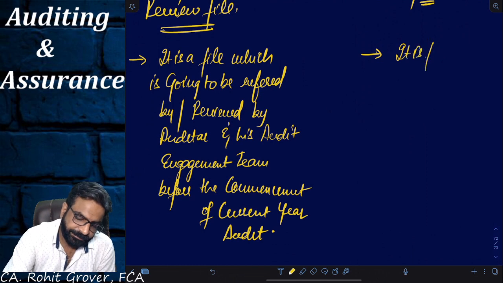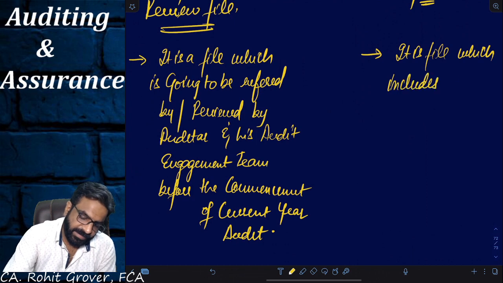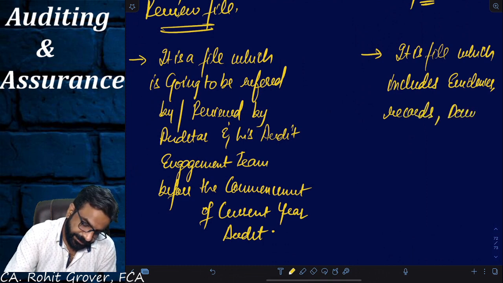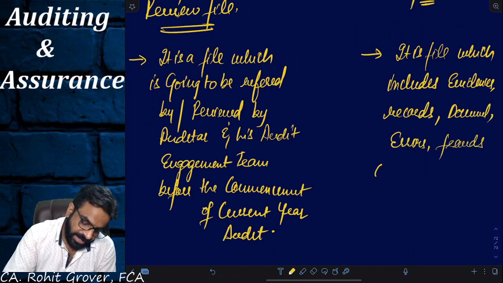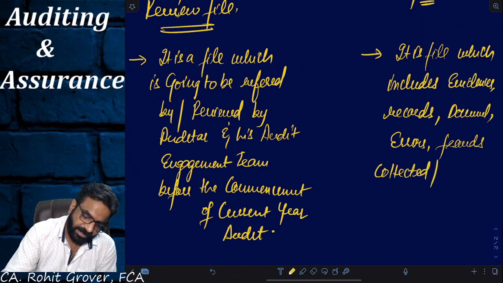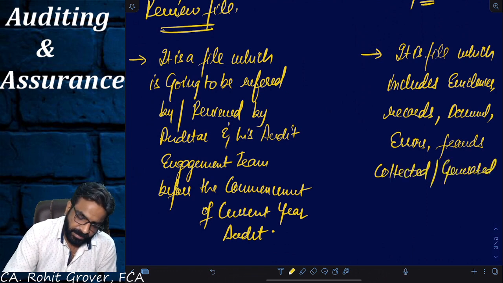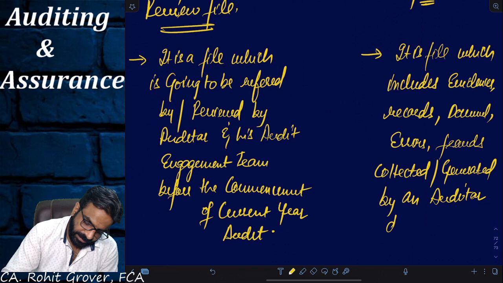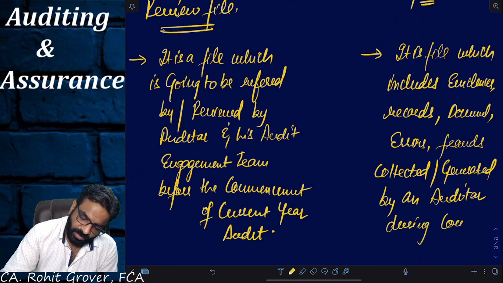Now, what is the meaning of the other side? It is a file which includes evidences, records, documents, errors, frauds, collected, generated by an auditor during the course of audit. Current year audit. During the course of which year audit? Current year audit.